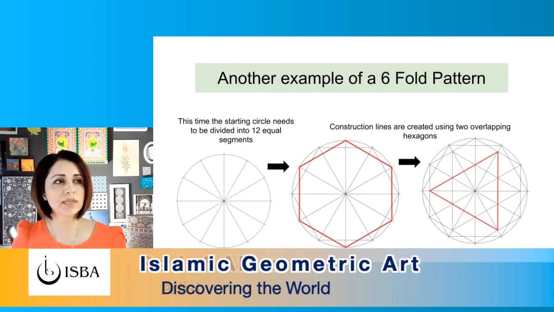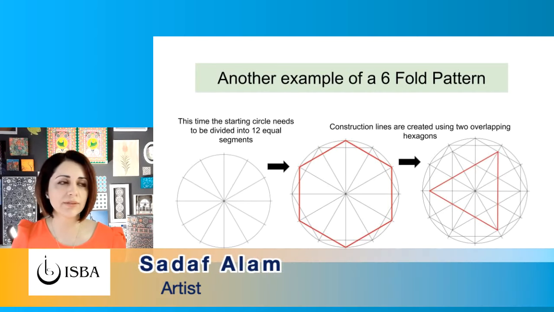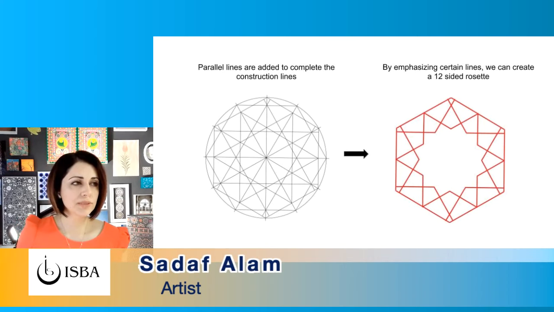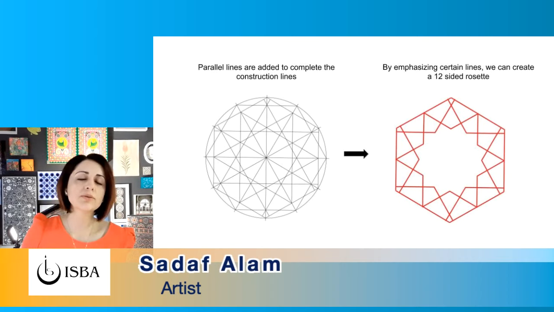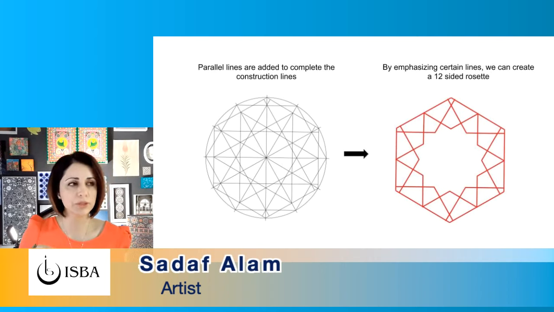In the third image, you see more construction lines have been added, basically in the shape of triangles. Next slide, please. And using those construction lines and adding a few more parallel lines and such, we end up with this web of triangles that you see on the left hand side. And using that web of construction lines, you can emphasize just a few of those lines to create that little rosette or image on the right-hand side.